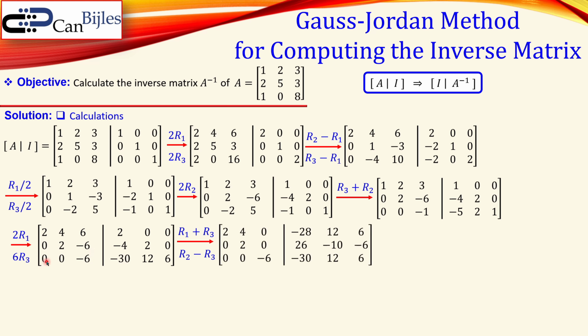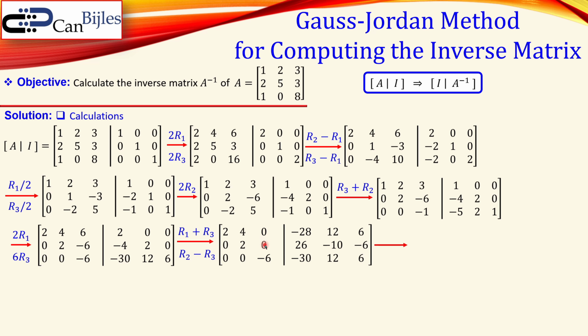That means row 3 will be the same, so it doesn't change. This will be changed by this operation. You can also see that by looking at this one. So 2 plus minus 30 is minus 28. 0 plus 12 is 12. 0 plus 6 is 6. In the other case, you do a similar thing, but use row 2 minus row 3. Okay. What do we do next?